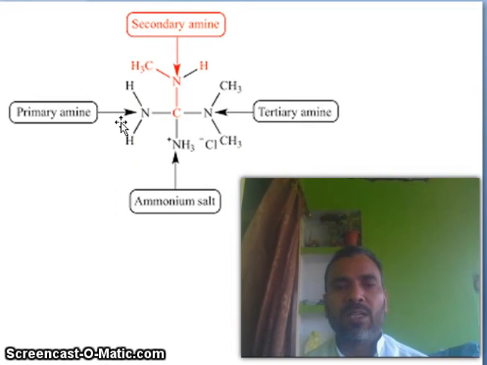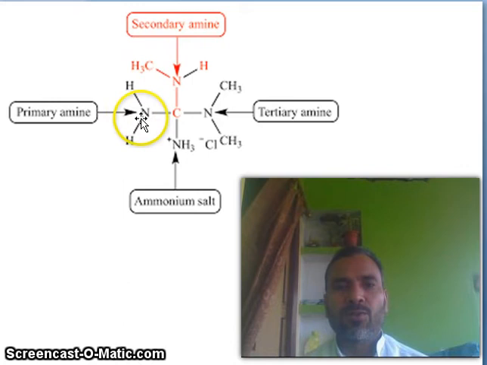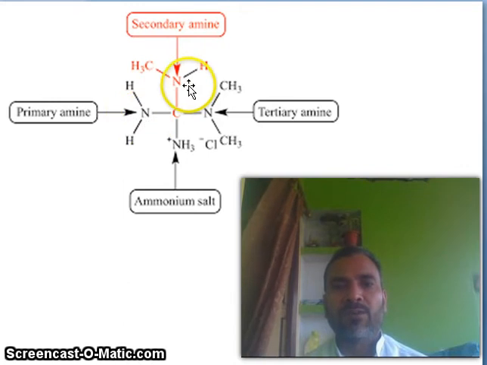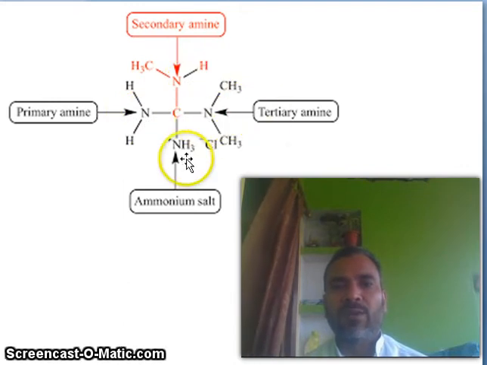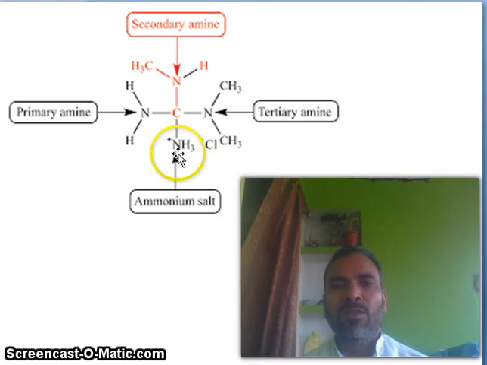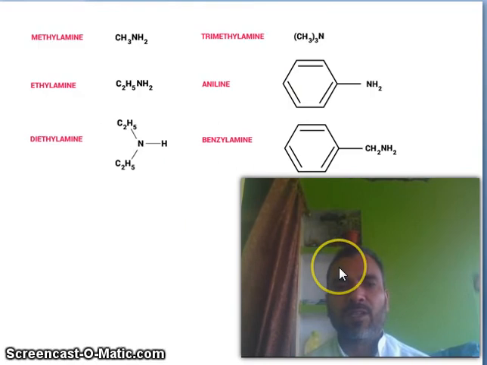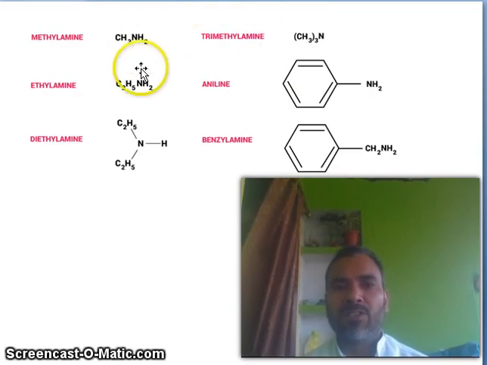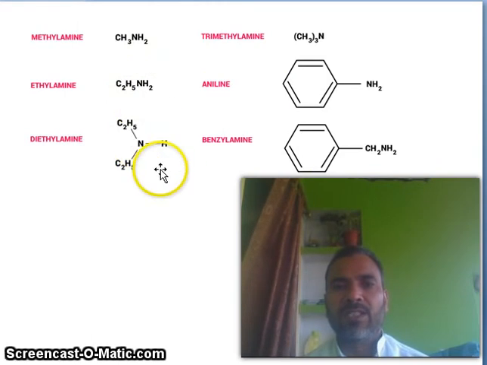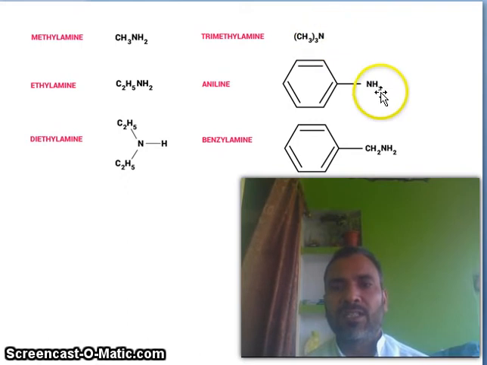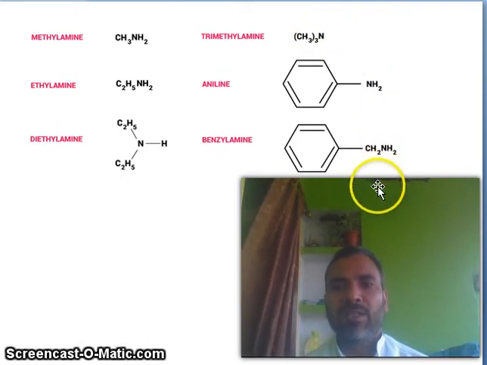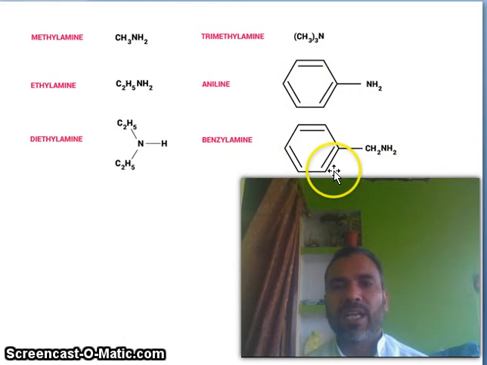So what is the conclusion? The primary amine contains 2 hydrogens associated with the nitrogen, secondary 1 hydrogen, tertiary no hydrogen, and quaternary has 4 carbon, and ammonium has 3 hydrogens and a carbon. So this is what? Primary, because NH2, this is primary NH2, NH, this is secondary, and without hydrogen, this is tertiary, this is primary, and this is also primary. So this is aniline, benzylamine, and so on.